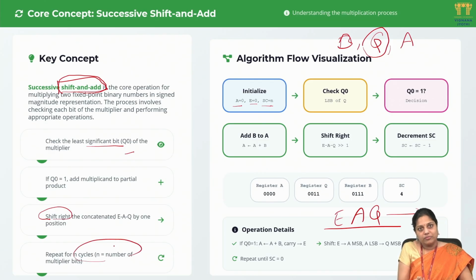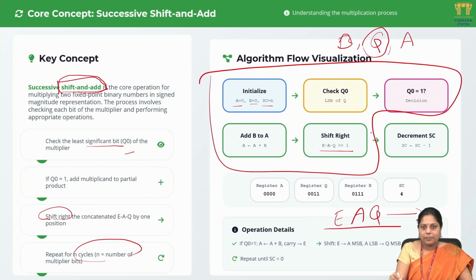N is nothing but the number of bits of the multiplier which is stored in the sequence counter, that is SC. So the remaining steps will be like adding B to A if Q naught is 1, and next you are going to perform the right shift operation on E, A and Q by only one position, and next after completion of this entire process, this will be a cycle. So after completing this cycle, you are going to decrement your sequence counter by 1. After decrementing the sequence counter by 1, you are going to check what is the value of sequence counter. So you are going to repeat the same cycle for n number of times. That is, it depends upon the size of the multiplier.